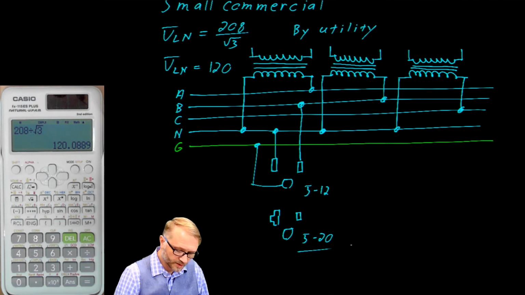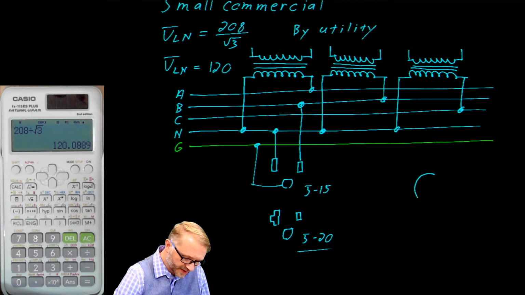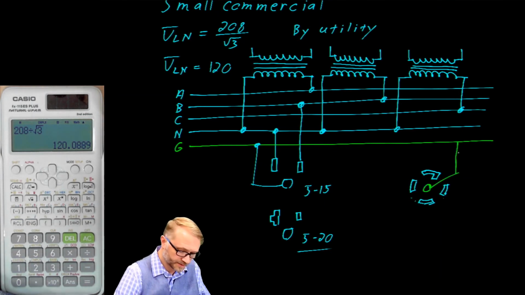So this receptacle would be rated at 20, and this one, forgive me, that would have been rated at 15 amps. In this system, we can also have a 3-phase receptacle. It would look like this, with this being the safety ground, the neutral, and then the various phases.